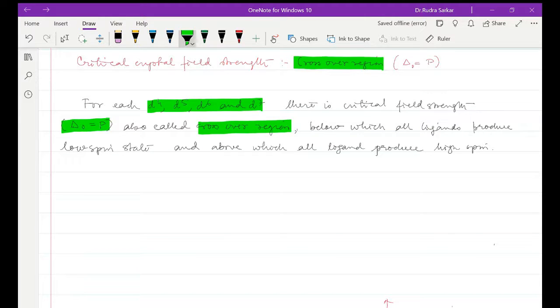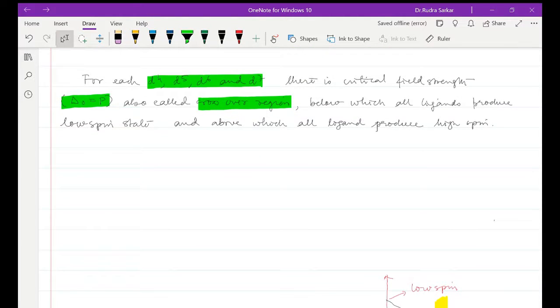Now for this particular value, what we can say is that below this value of delta O, wherein it is equal to P, all ligands will give you high spin complexes, and above which they will give you low spin complexes. Okay. So suppose there is a ligand whose crystal field strength is close to this critical delta O value or 10 Dq value. Okay, this will give rise to spin state equilibrium.